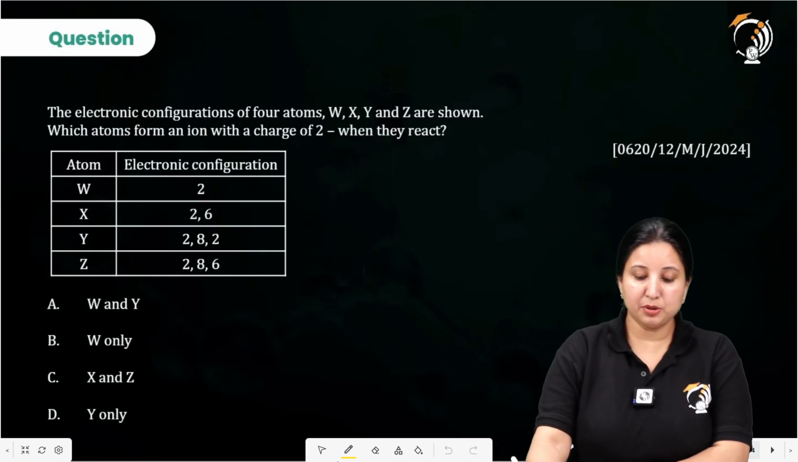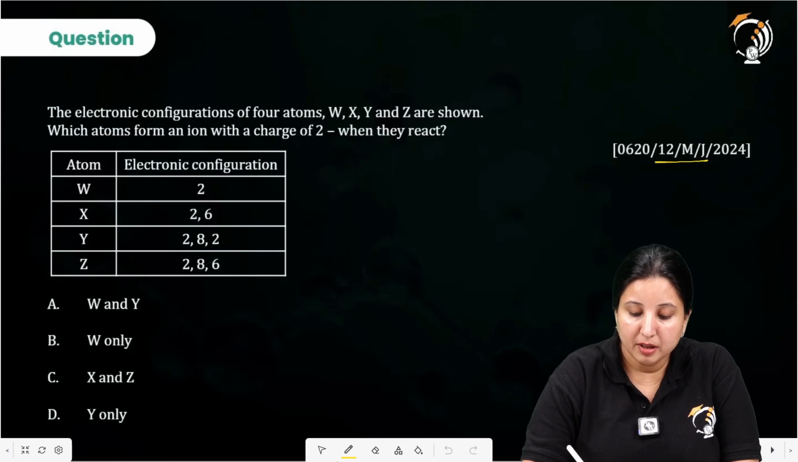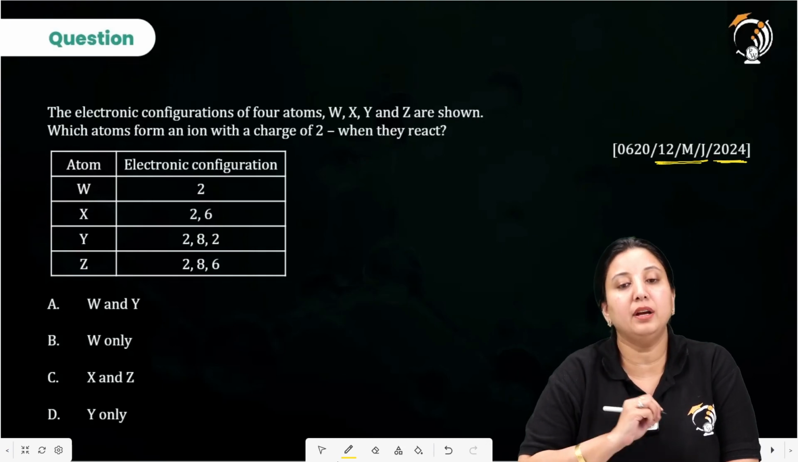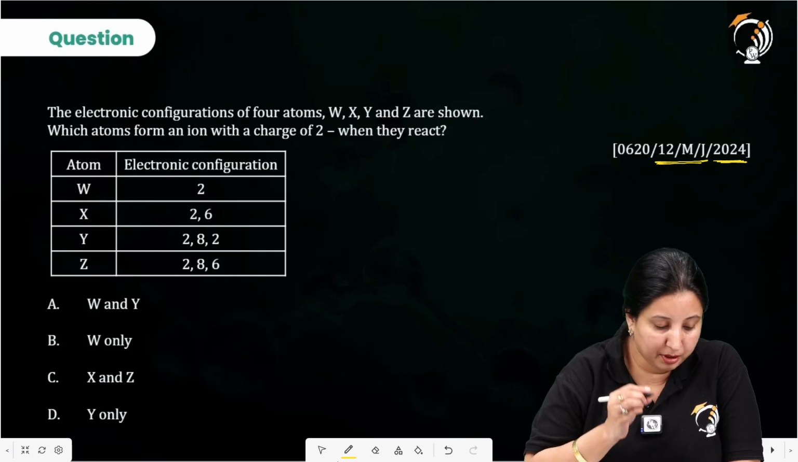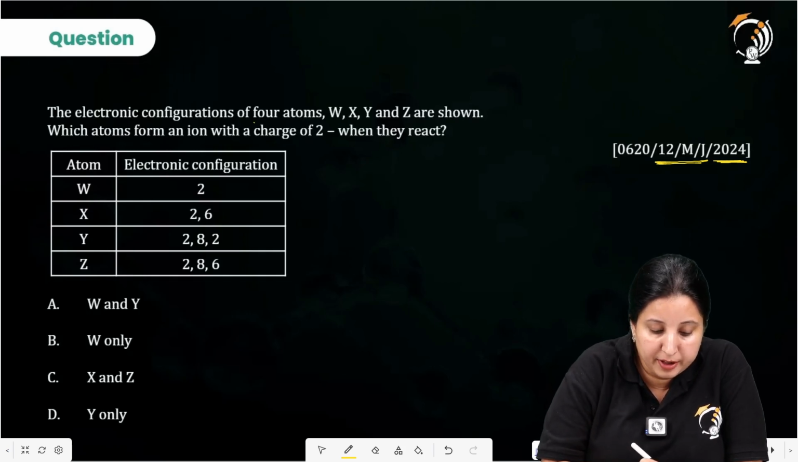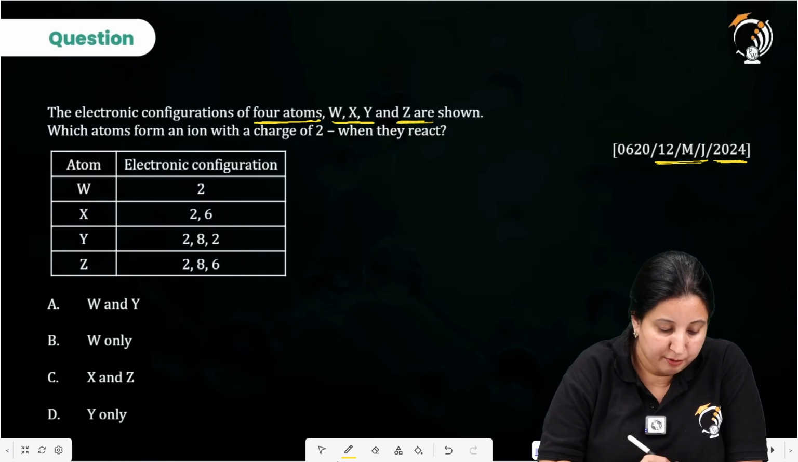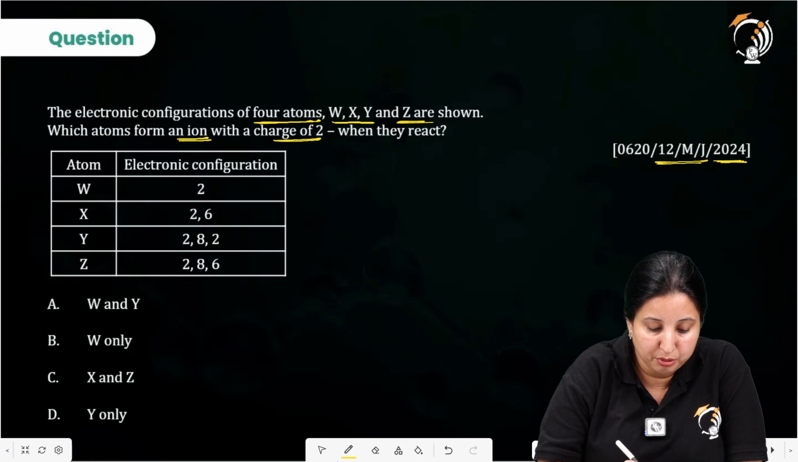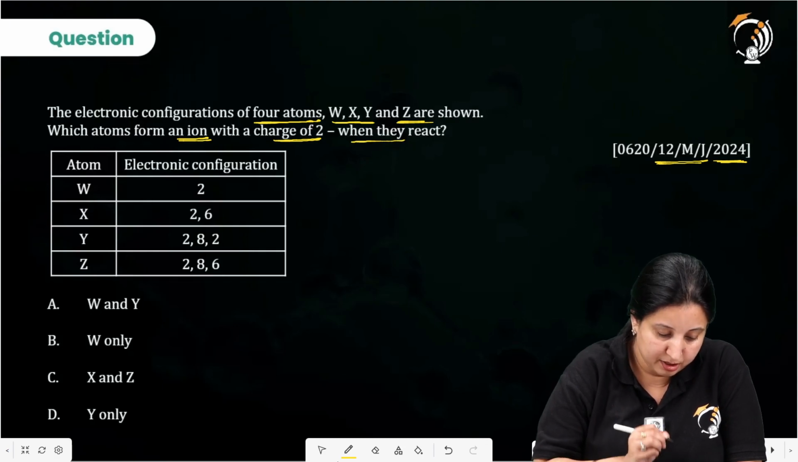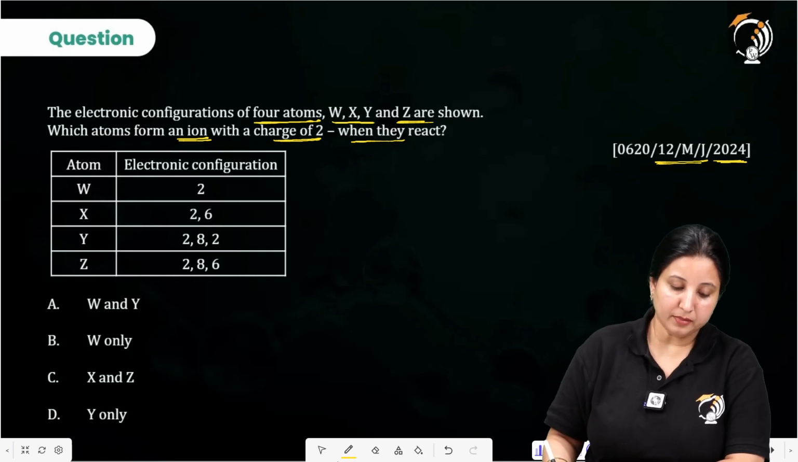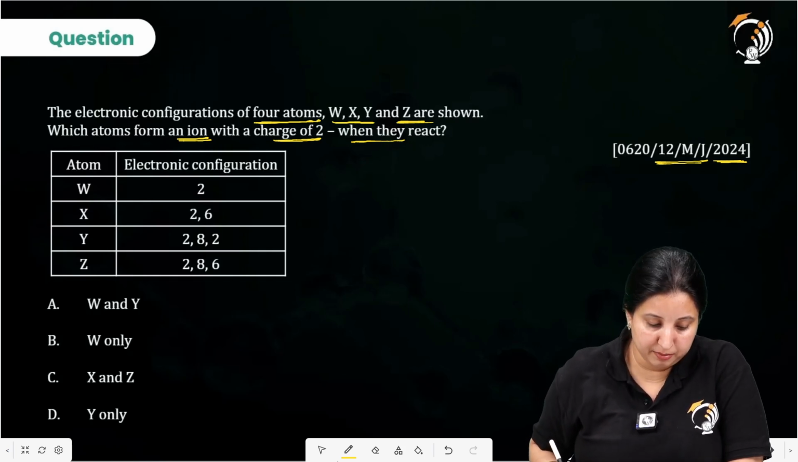So moving ahead. Now look, this question is from the variant 12, May June series, year 2024. Now this particular, the electronic configuration of 4 atoms W, X, Y and Z are shown. Which atom forms an ion with a charge of 2 minus when they react? Fine. We are given with the 4 atoms, and atoms form an ion with a charge of 2 minus.